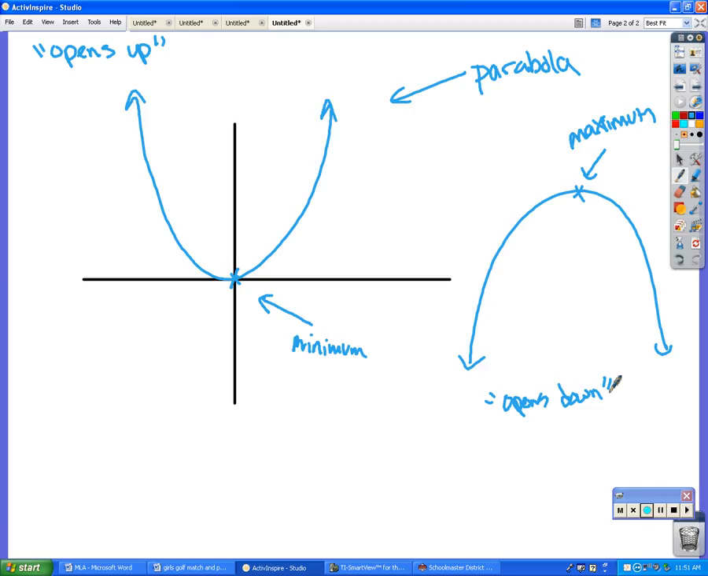Okay, so if it opens up, then this point right here is called the minimum of the graph. If it opens down, then this point is called the maximum. Okay, and then Nolan said that both of these have a special word. They're both called the vertex of the graph. Okay, so whether it's the minimum or the maximum, that point right there is called the vertex of the graph.